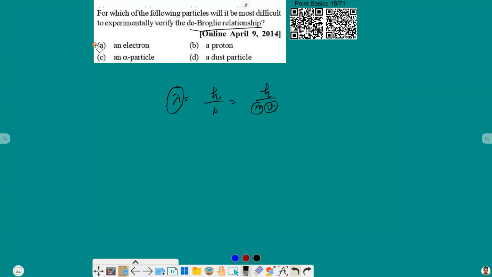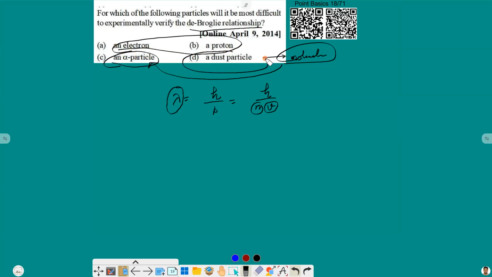Now, in the given options, nothing is given regarding velocity. So we have electron, alpha, proton, and dust particle, and we know that the dust particle is going to have the highest mass, because a dust particle is a combination of thousands of molecules, and those will surely have mass greater than an alpha particle, because the alpha particle is the heaviest among electron, proton and alpha particle. So we can say for a dust particle, it will be very difficult to measure the de Broglie wavelength.